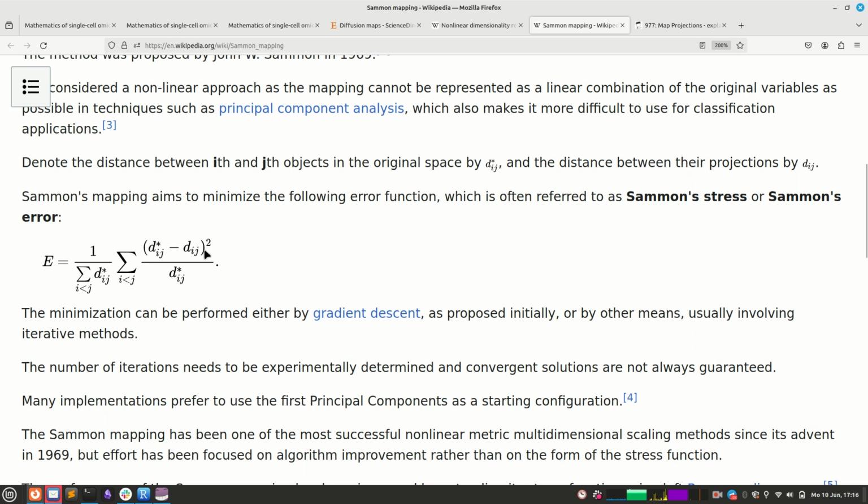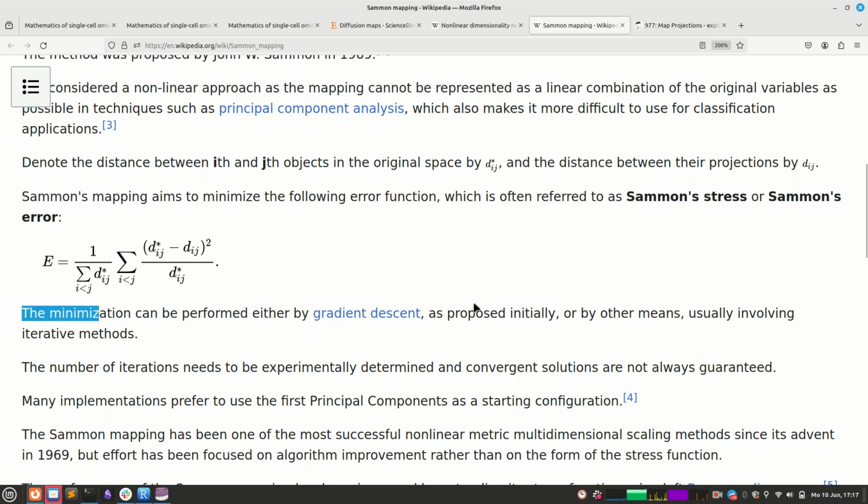And then he said, okay, this should maybe be a relative distance. That's why he divided it by this. But overall, the core idea is that you have a stress function or an error function which tells you how much the true distances deviate from the distances that you map, and you somehow want to find an arrangement of the points on the 2D plotting surface to minimize this thing here.